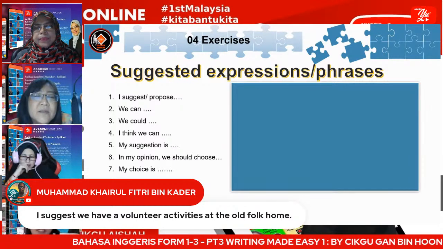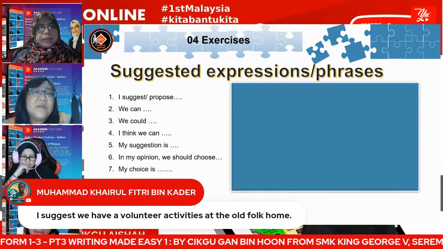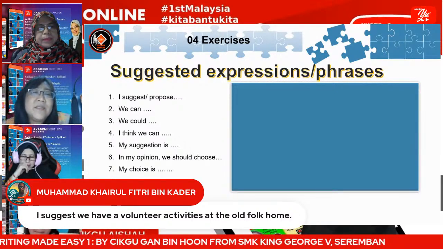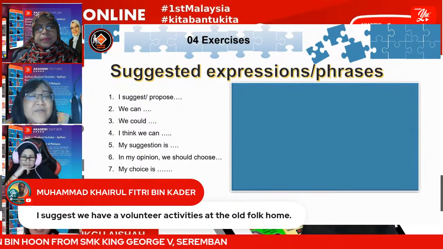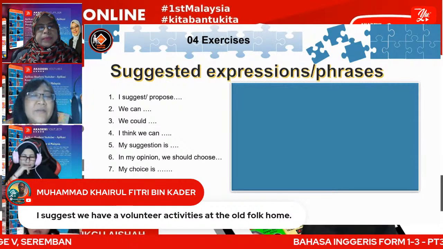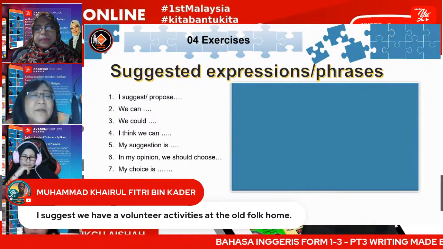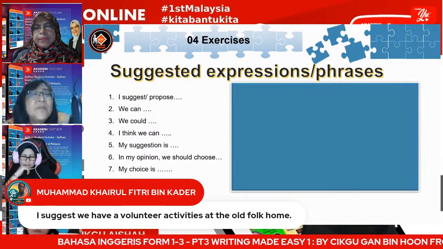Volunteer activities. I think we shouldn't have "es." Volunteer is more of a verb, so you better say, "I suggest we volunteer." If you want to use volunteer, you can say, "I suggest we volunteer," and then fill in the rest. You can say, "I suggest we volunteer at the old folks home."